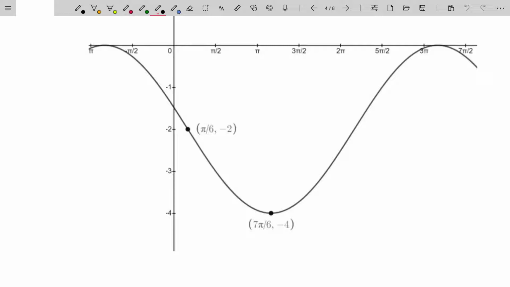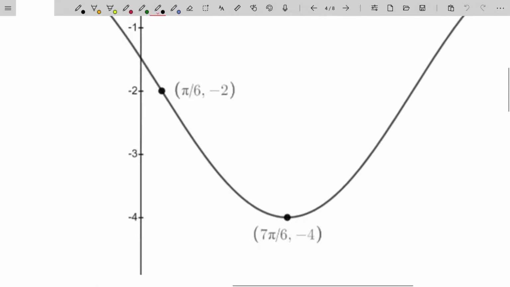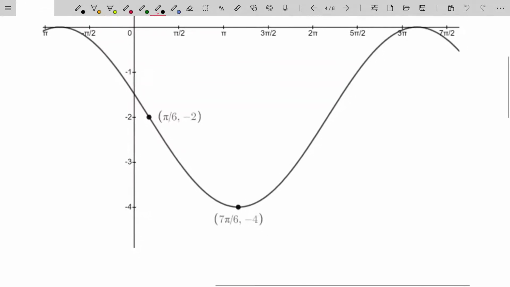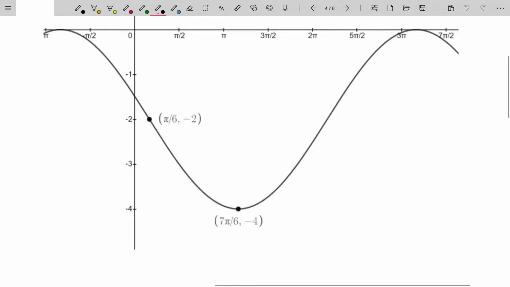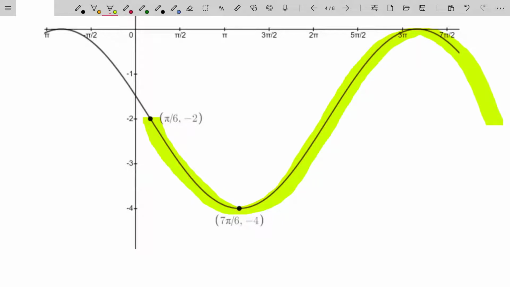I highly recommend using the given information. They gave you 2 points, pi over 6 comma negative 2 and 7 pi over 6 comma negative 4. Now, how you use those points is up to you. Personally, I would probably consider this an upside down sine function, starting at pi over 6. However, some people will consider it an upside down cosine function starting at 7 pi over 6. That's fine too. But personally, I just start with the initial point they've handed me and then say, okay, well, what's the trig function from that point forward?